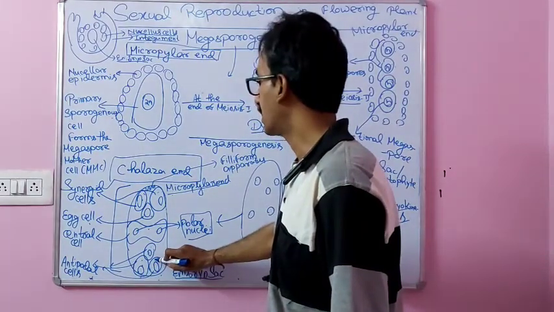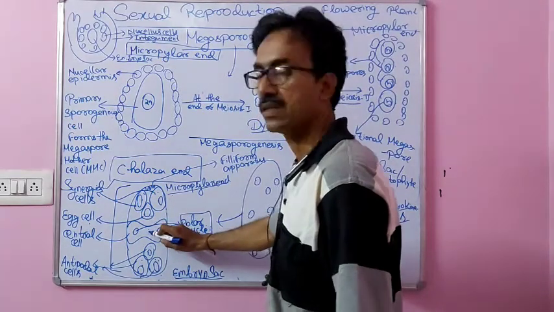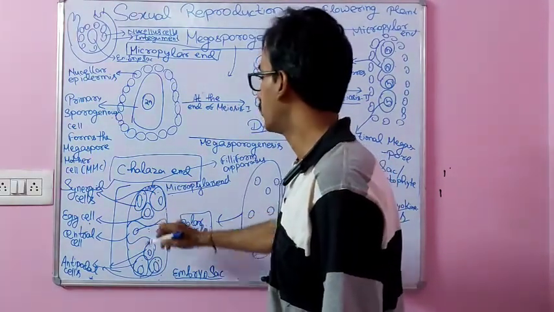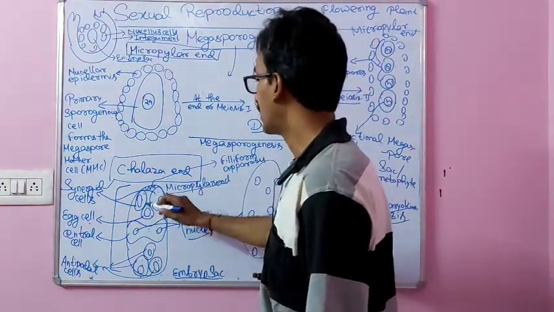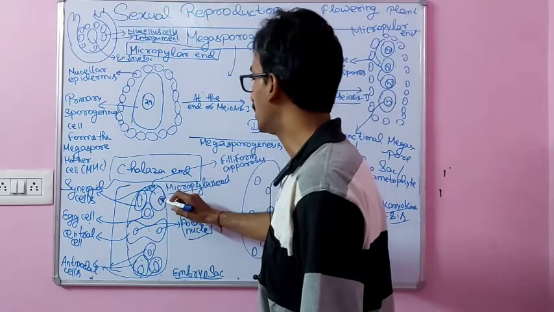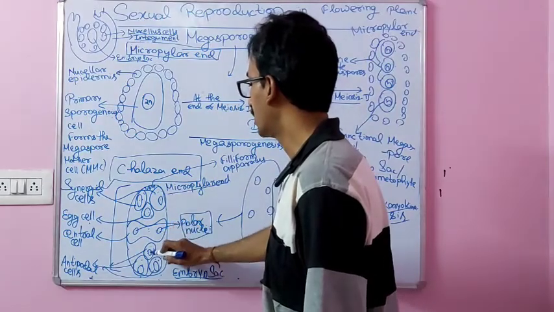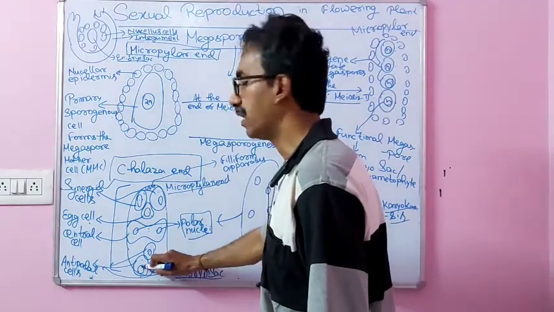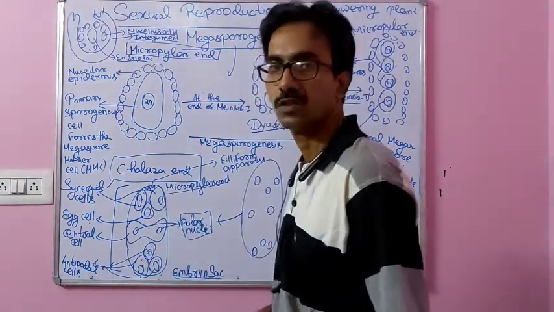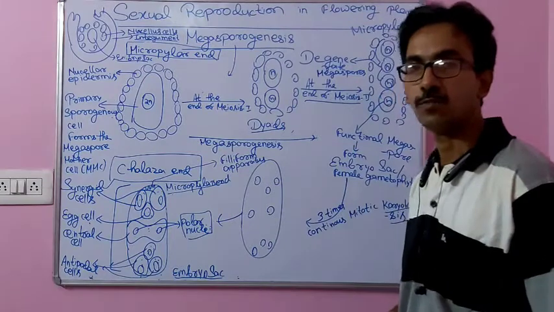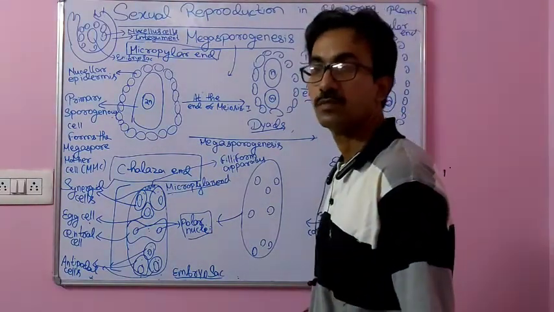Out of this 7 cell structure, the only functional cells are the egg cell and the central cell. Besides these two functional cells, the other cells degenerate. Though it is a 7 cell structure, it comprises 8 nuclei: 1, 2, 3, 4, and the central cell has 2, that is 5, 6, 7, 8. Thus, the mature embryo sac is a 7 celled and 8 nucleated structure. This is all about megasporogenesis.